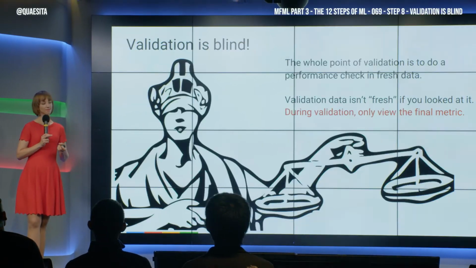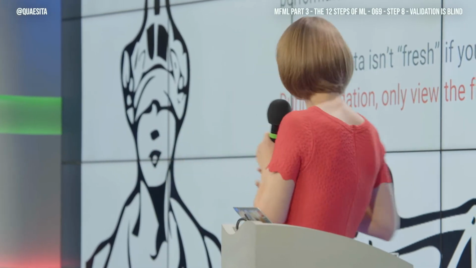Validation, on the other hand, is blind. That is the whole point of validation. You are not supposed to look in your validation data. You're not supposed to learn about it. It is not validation if you already know what's in there and you have designed your solution to game your validation data. And this is supposed to be a check on fresh data. How do we do on data where we don't know anything about it?